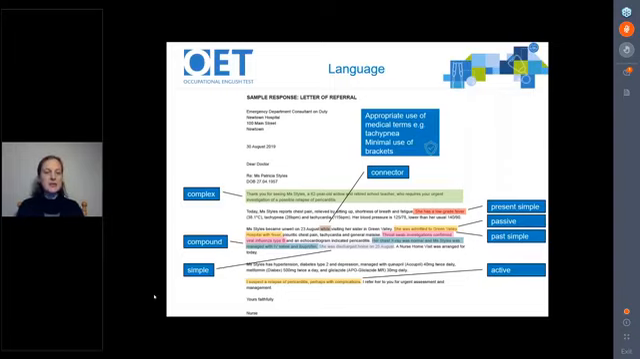So I want you to see a good example of a letter which is really clear without use of those set phrases. And you'll notice that this is true for a lot of the sample answers that you find on the OET website, that set phrases are used very minimally or rarely because the writing has been personalized to the particular situation that this letter is being written for.